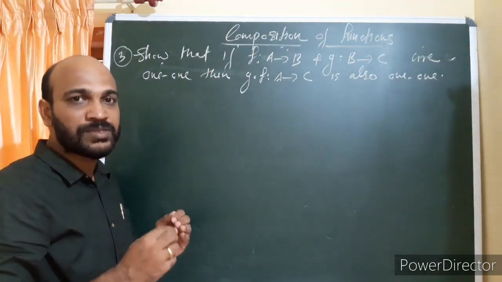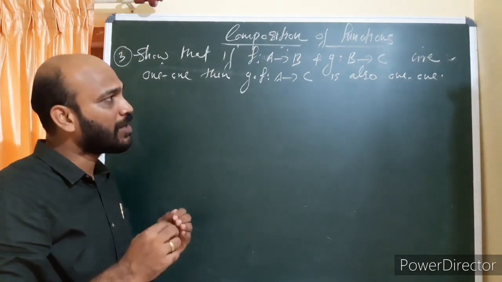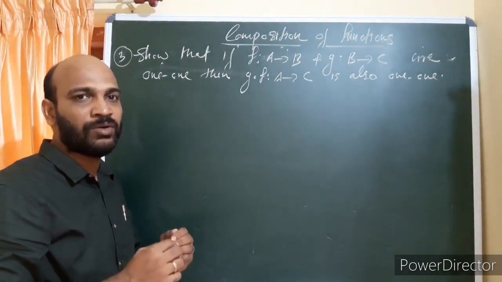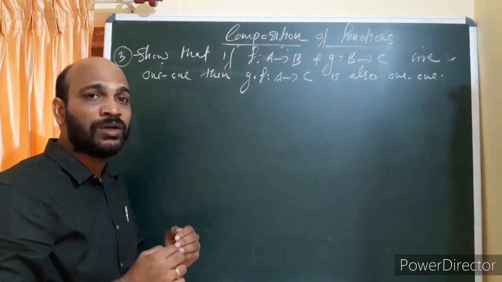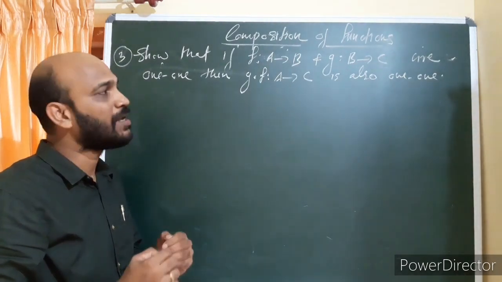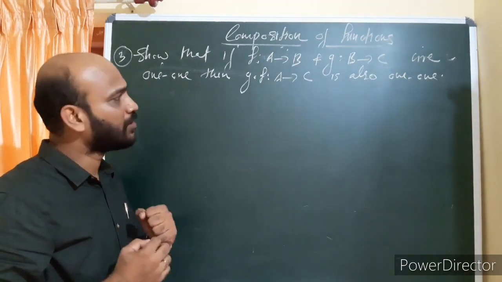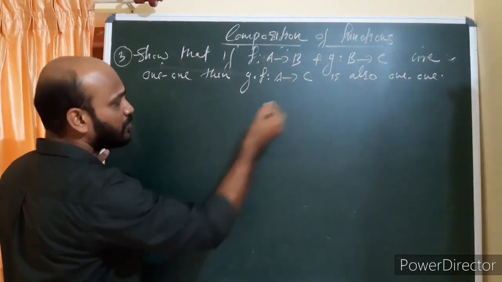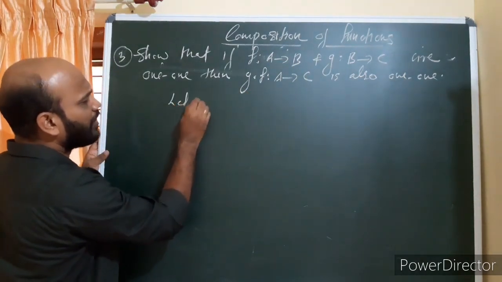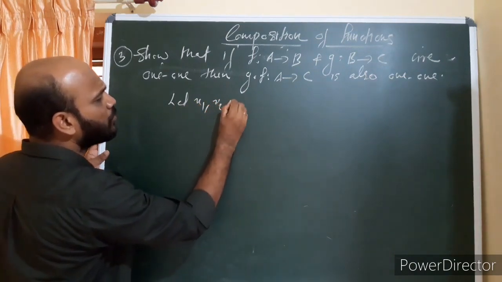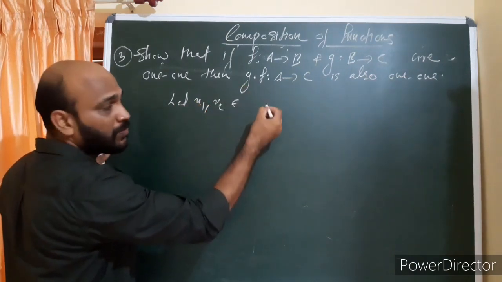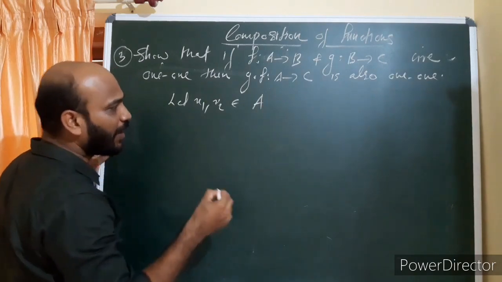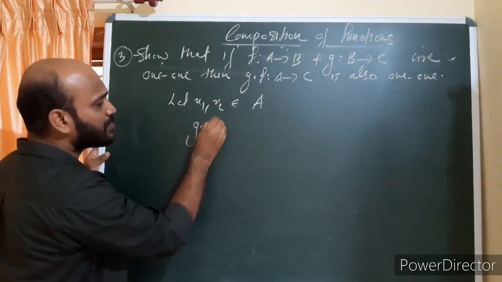Since g from B to C is 1-1, g of x1 equal to g of x2 will give x1 equal to x2. Otherwise, g of y1 equal to g of y2 implies y1 equal to y2. So you have to show that g of f is 1-1 from A to C. For that, take x1, x2 in the domain of g of f, that is A, and your function is g of f.